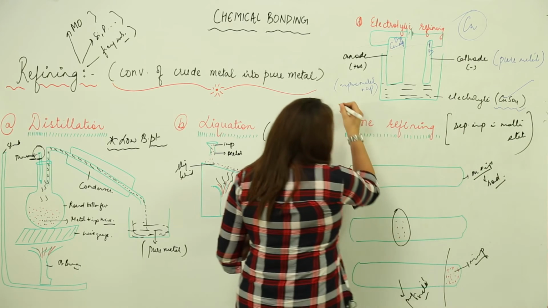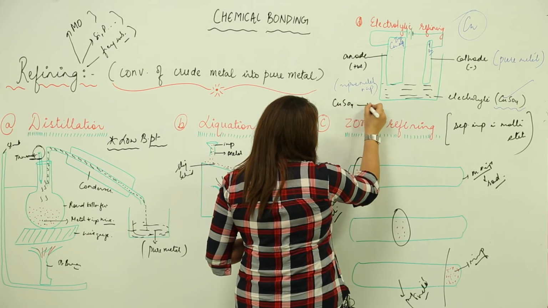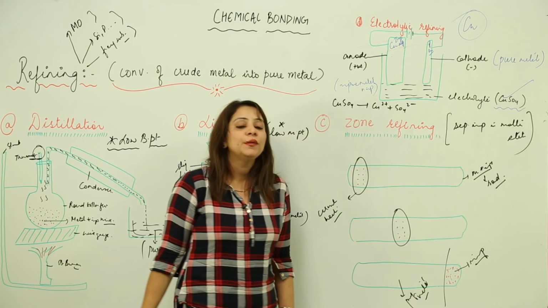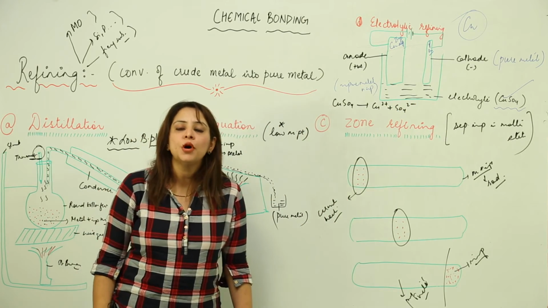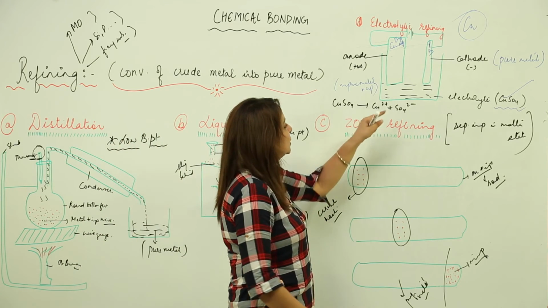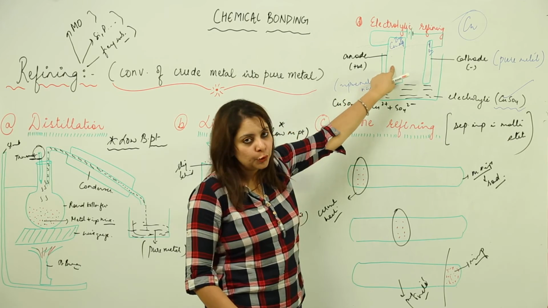So what happens when I pass the electric current? Obviously the electrolyte has the ability to dissociate into ions. So it will just get dissociated, forming Cu2+ and the sulfate ions. Now what happens, as we know, this anode is also made up of impure copper.